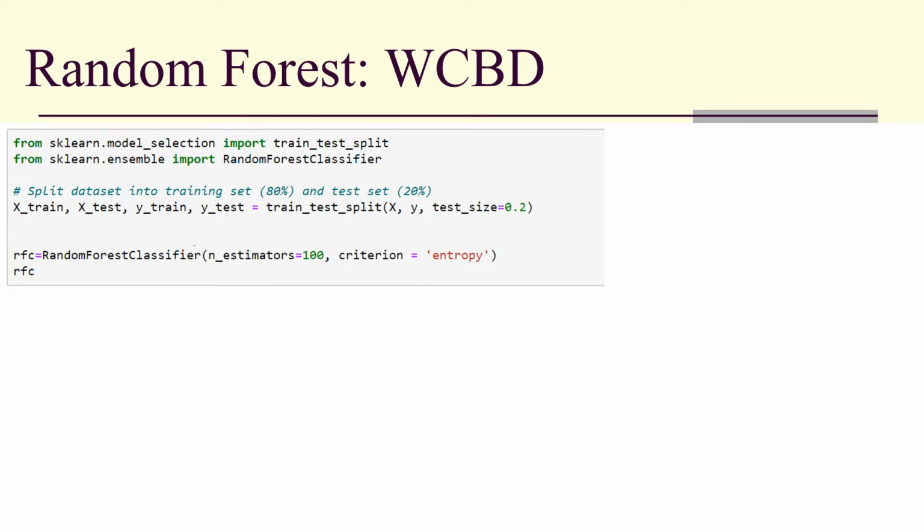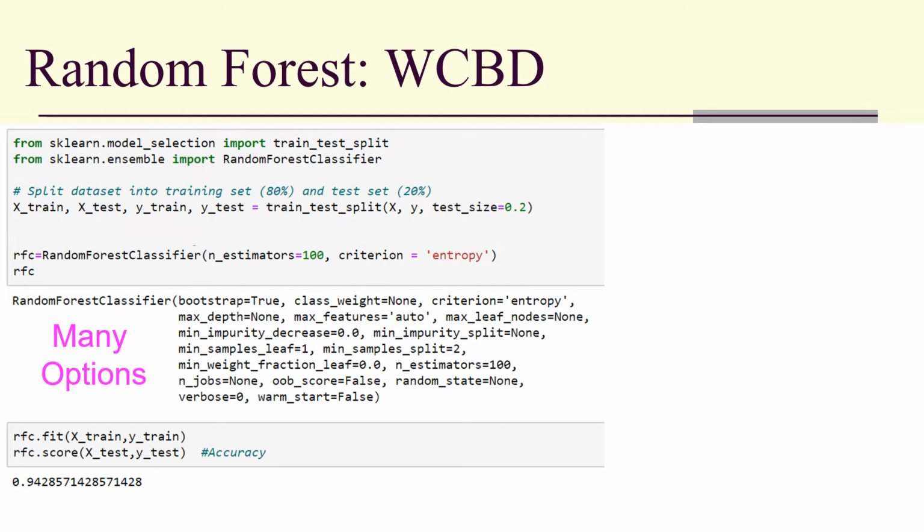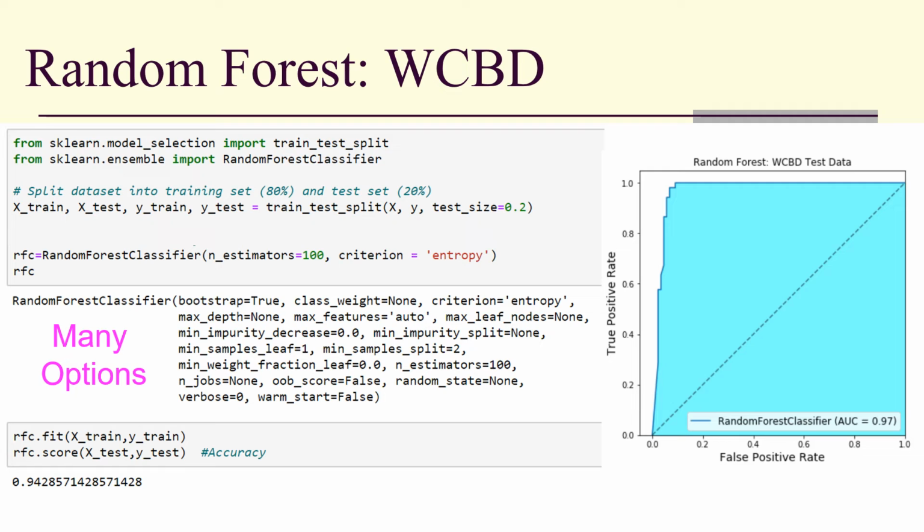It's very straightforward how you create a random forest. There are many options. Then we fit and score, and we get an accuracy of 0.942857. And we get a pretty nice looking receiver operating characteristic and area under the curve.